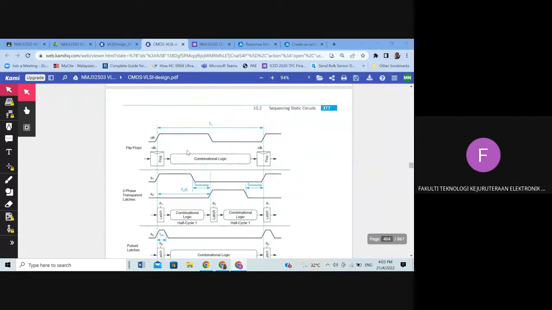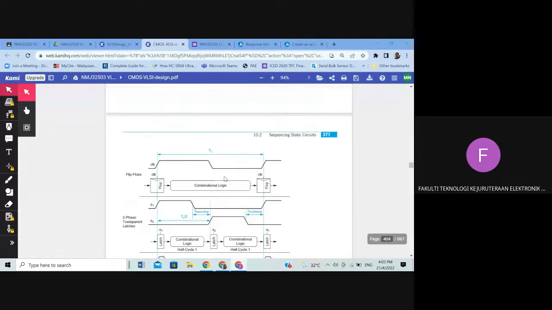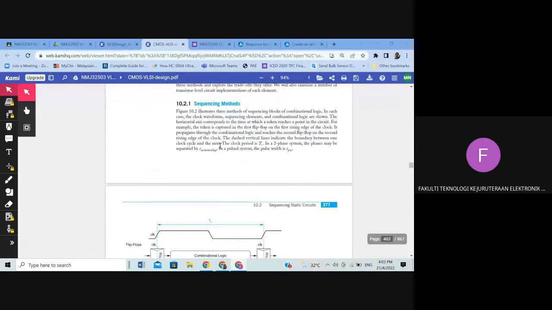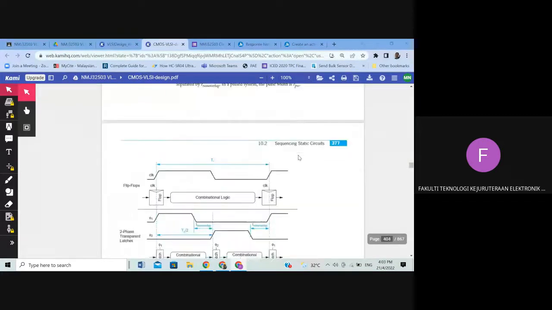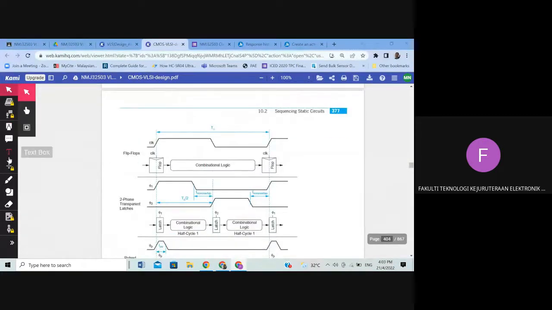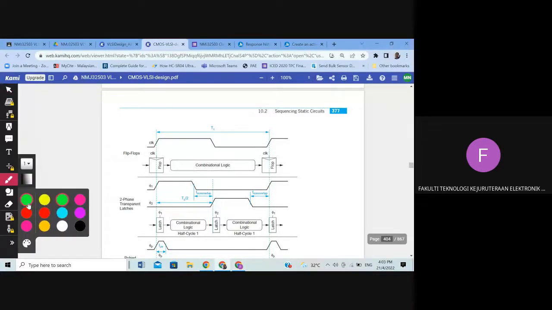So basically, this is the detail. We can see here, maybe I can sketch something. This is the first rising edge of the clock, and this is another rising edge of the clock. So just focus on it first.